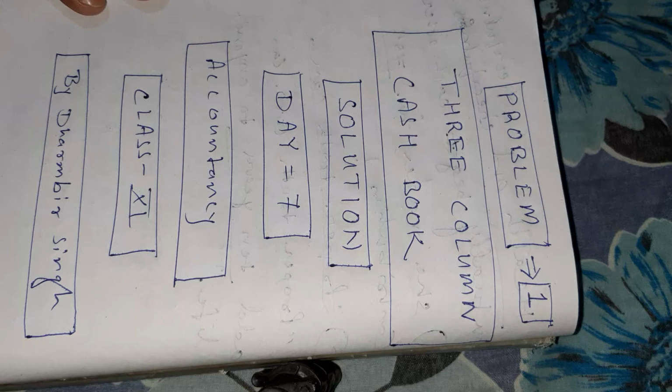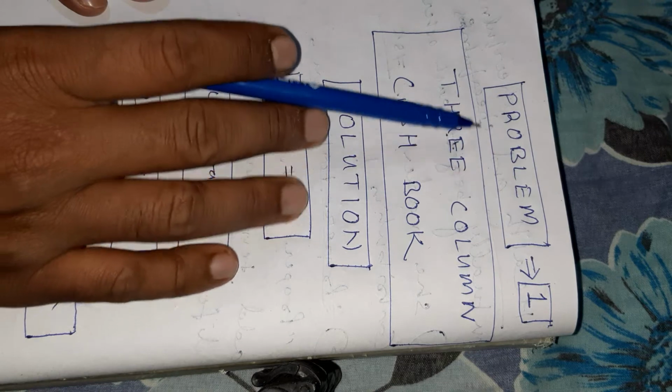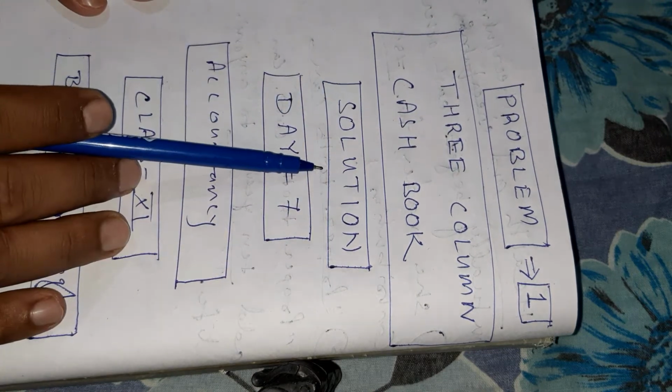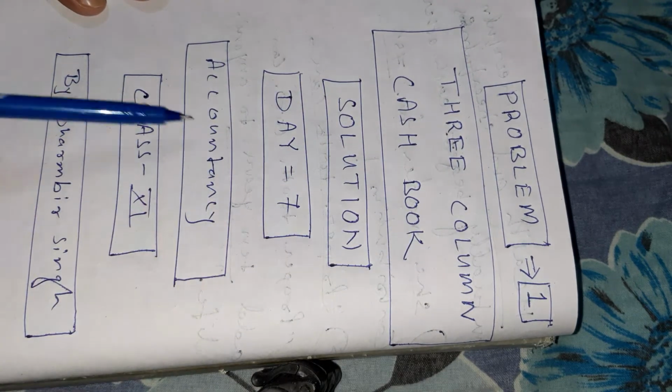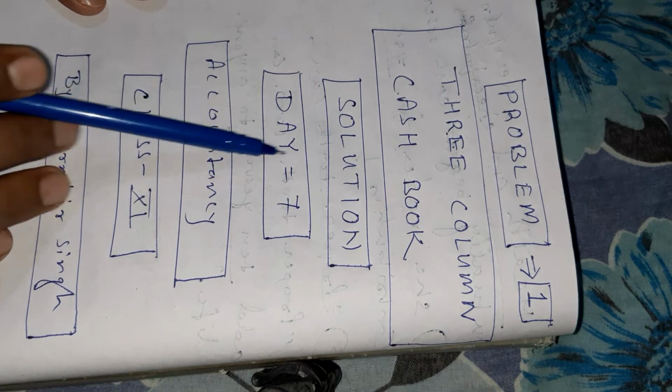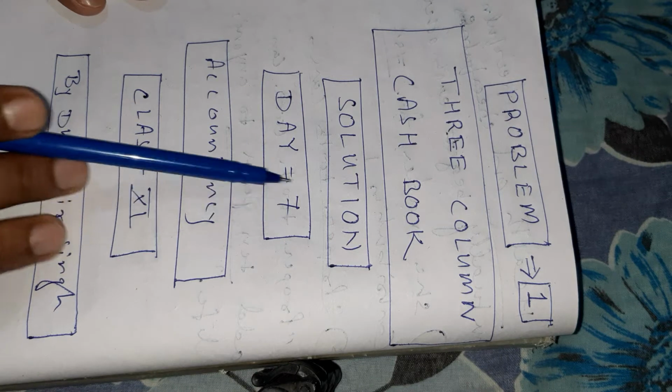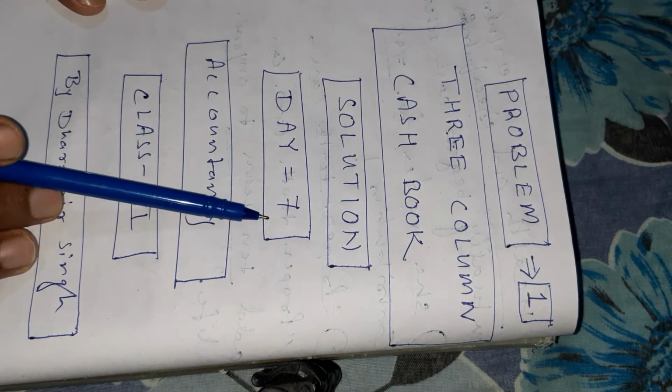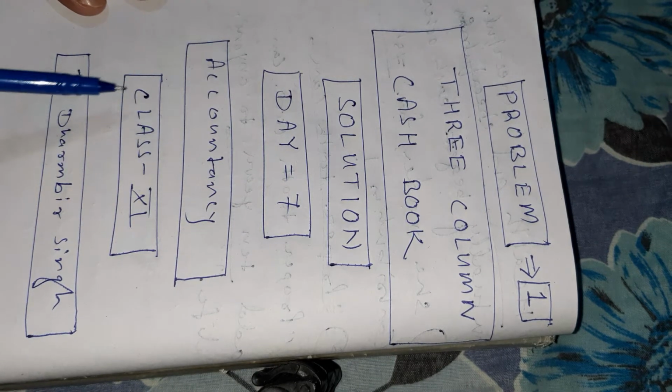Class 11 students, today I'm going to discuss the three column cash book. I'm going to discuss problems and solutions. This is problem number 1, class 11. I already made 6 videos on this chapter, and today I'm going to make video number 7. If you have not seen my previous videos, then you will face a lot of problems understanding this chapter.